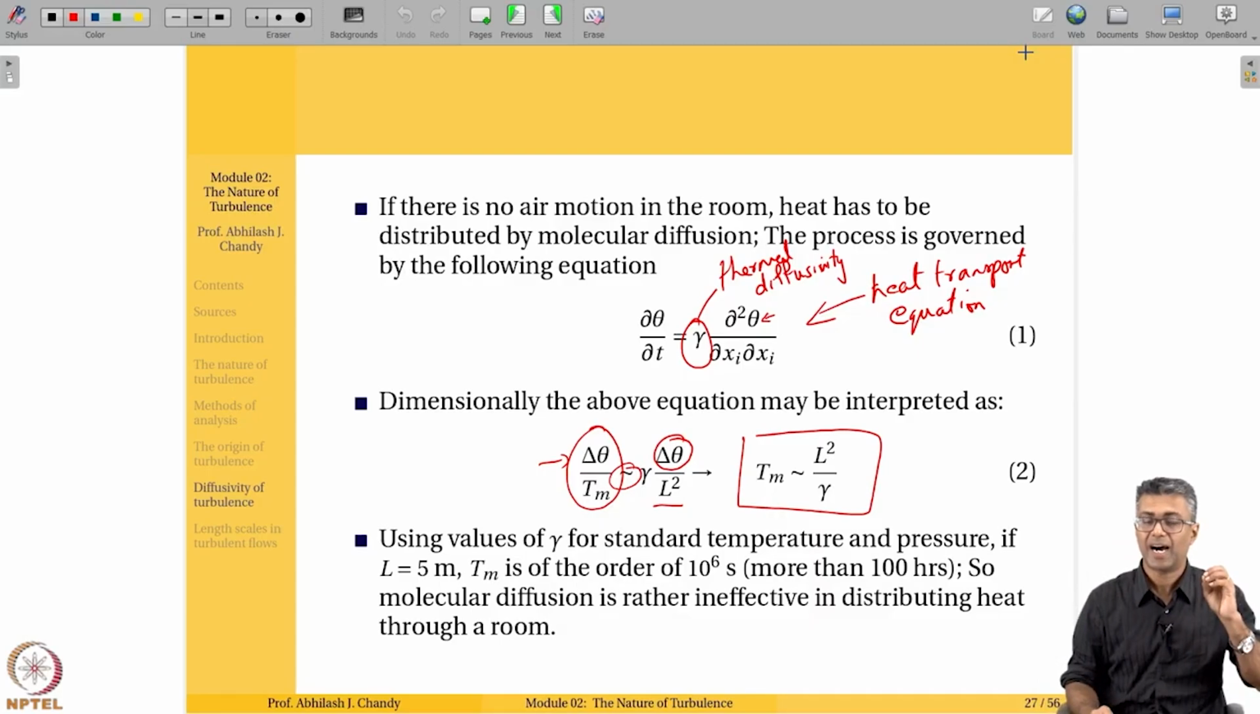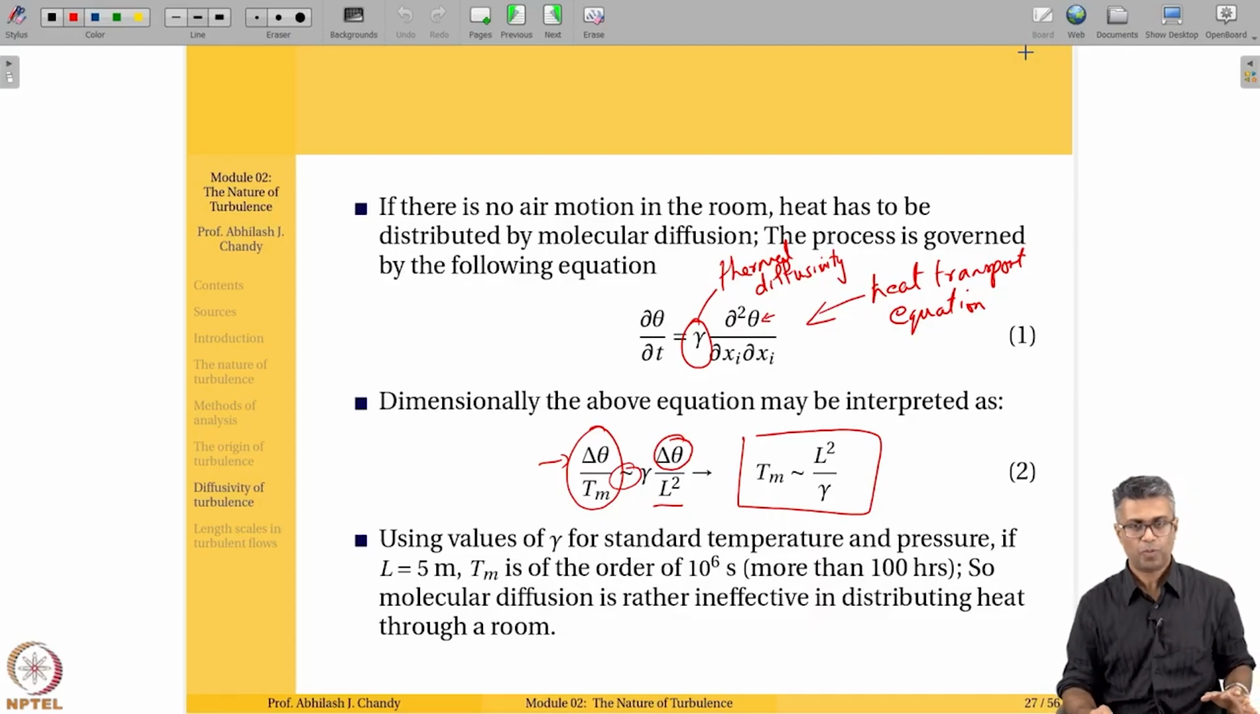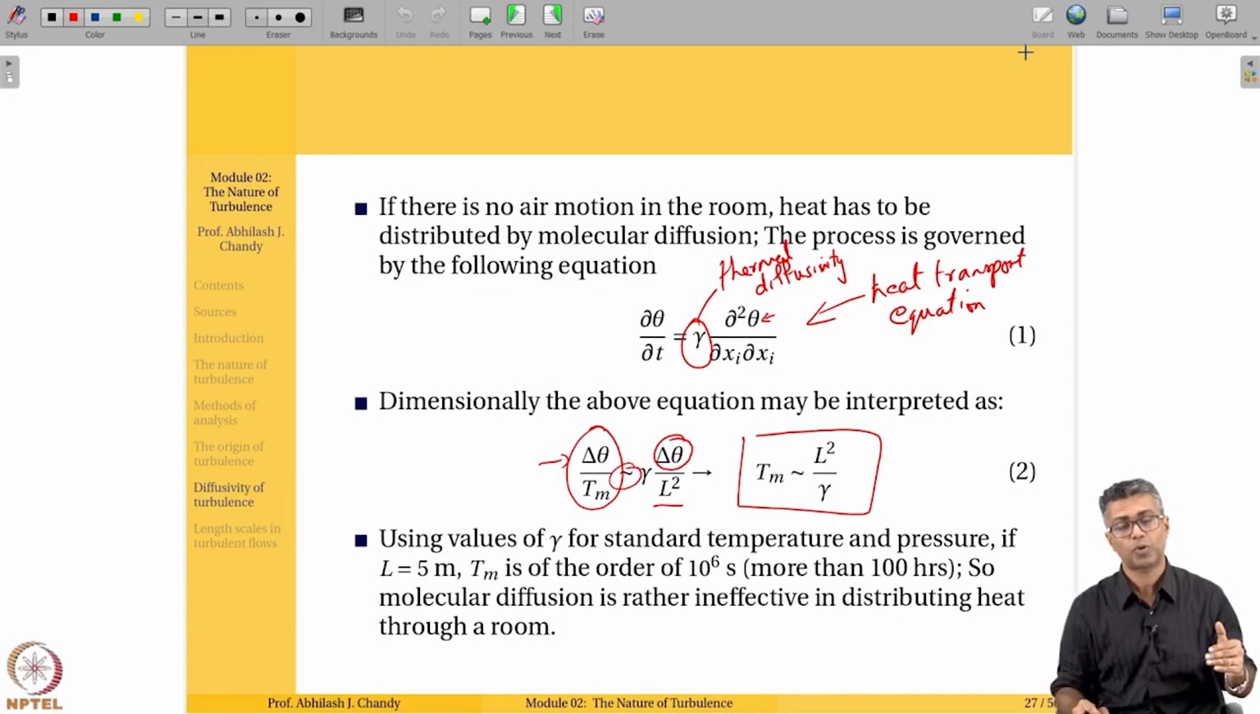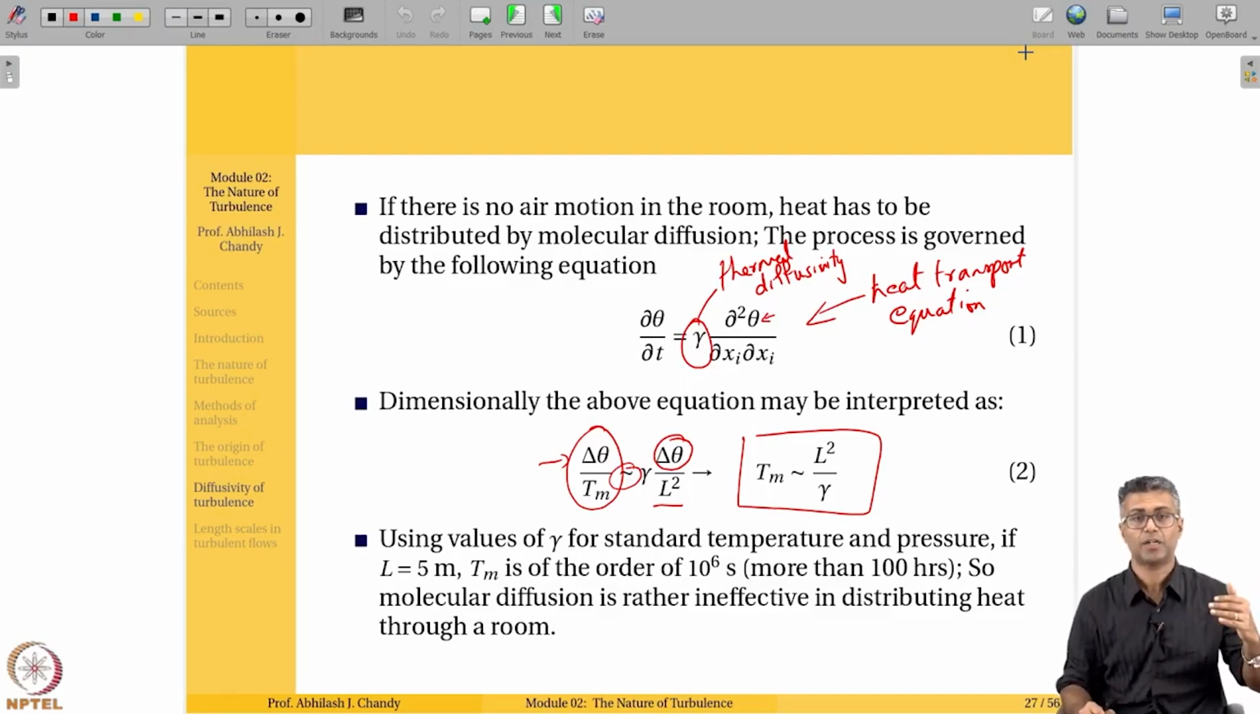Now again, our goal is not to solve this problem and come up with an answer. Our goal is to try to understand the consequences of a turbulent flow in the context of this particular problem. So what we did was dimensionally analyze this problem, an order of magnitude analysis. On the left hand side it became Δθ over Tm, Tm being a characteristic time scale associated with this problem.